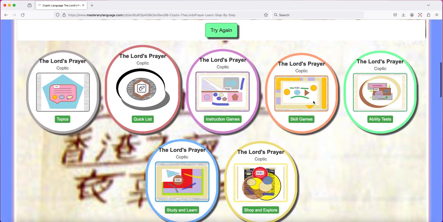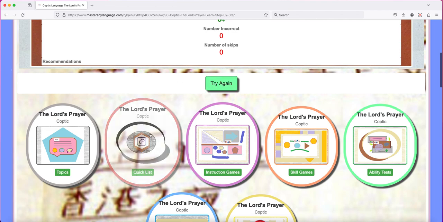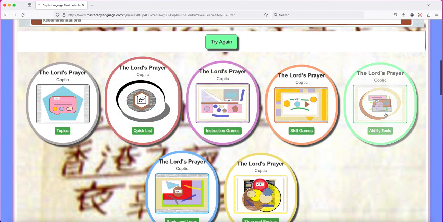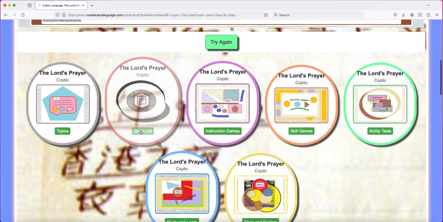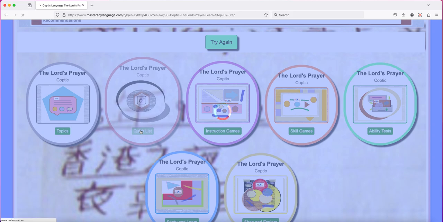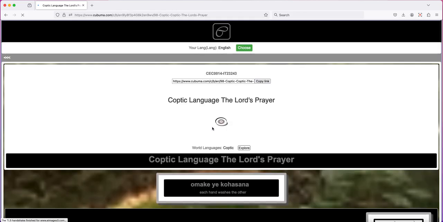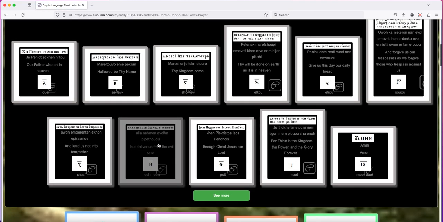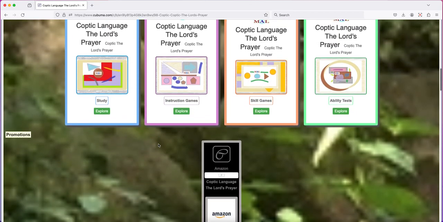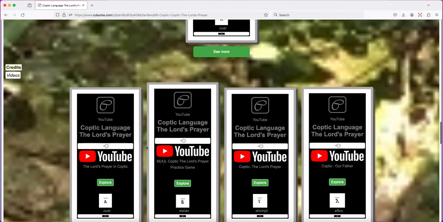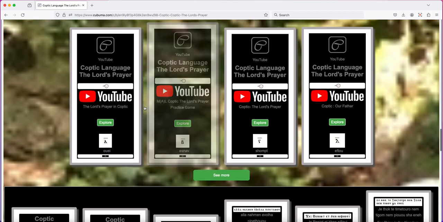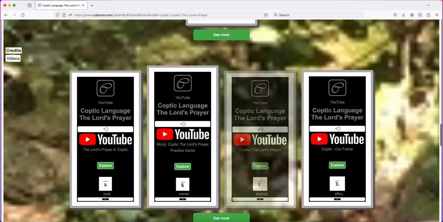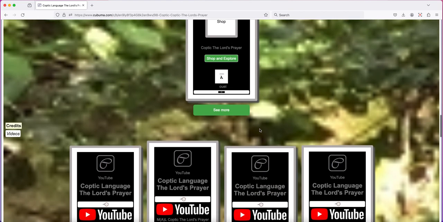That's it. And then here, after I can try again, or I can go through, there's different options, more than just learn step-by-step skill games. You can test yourself with it, and you can go into the quick list, which I believe gives us a view of the same thing, the Lord's Prayer, and then I believe there's some resources. Yeah. You can get to the YouTube videos and watch it being said, or things related to the Coptic Lord's Prayer.